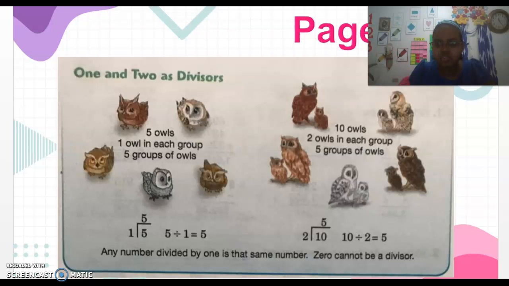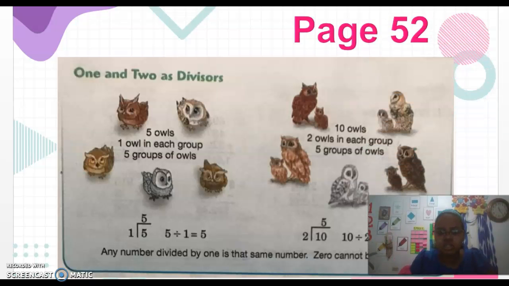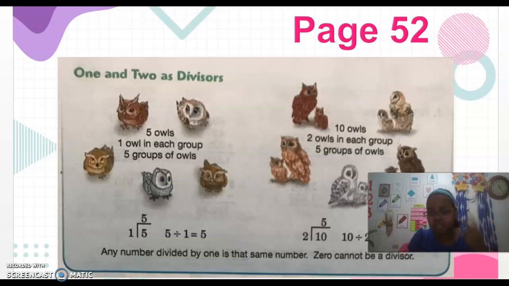On page 55 of your books, you can find information about the use of 1 and 2 as divisors. So we're going to read the information that the O's are providing for us. Here it says 5 O's, 1 O in each group means 5 groups of O. 10 O's, 2 O's in each group means 5 groups of 2 O's.